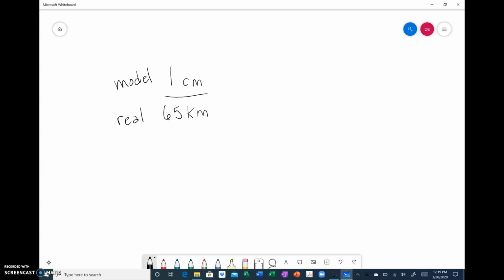Now I'm using the words model and real because sometimes we're going to talk about scale buildings. So if you look over at example 2, it says there is a scale model of the White House. So we can still use model and real. I don't have to change it to centimeters versus kilometers. We can just keep this in your mind as we go through this. In fact, I'm going to box it off and not erase it.